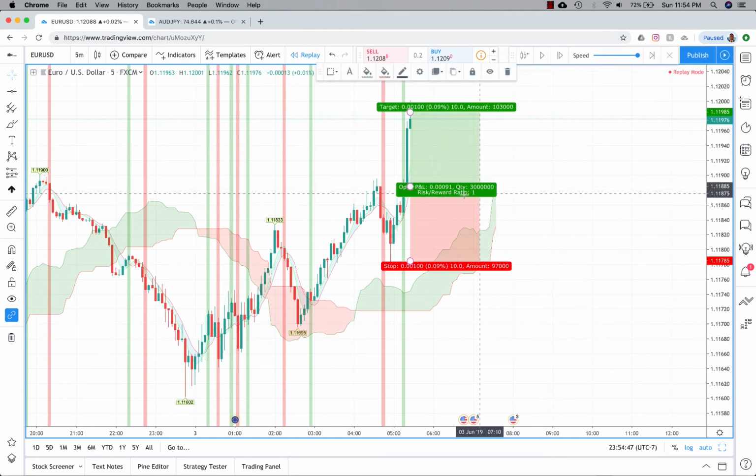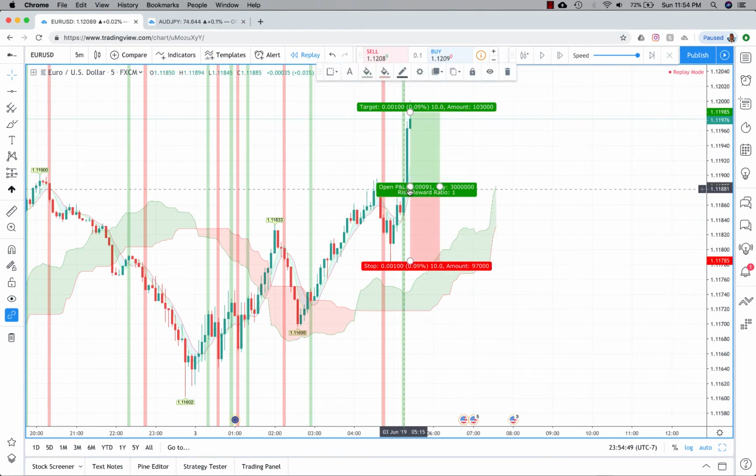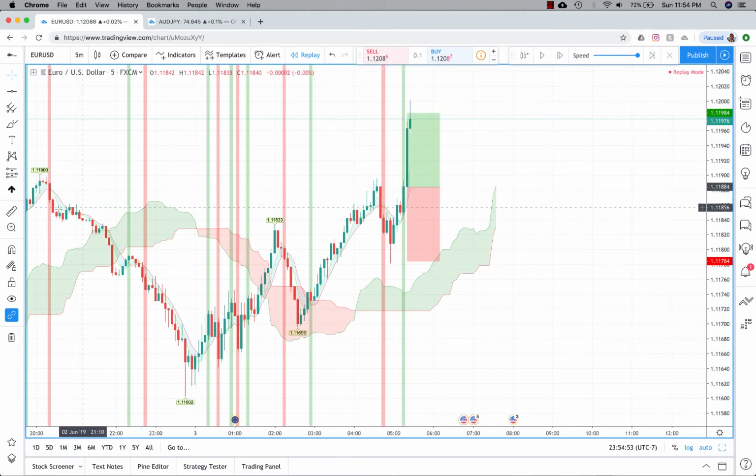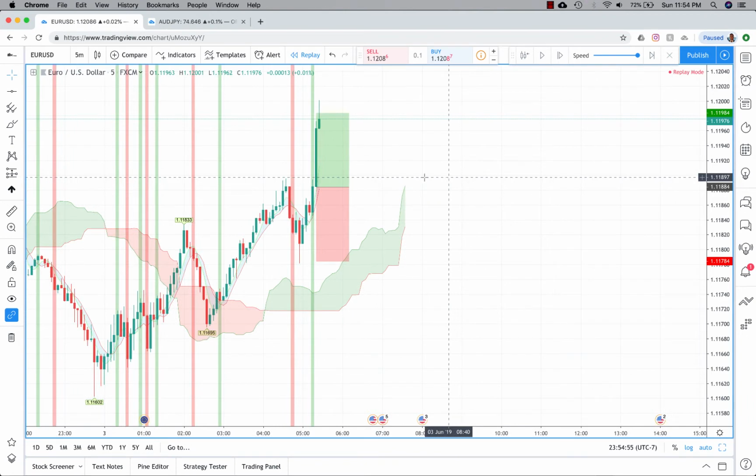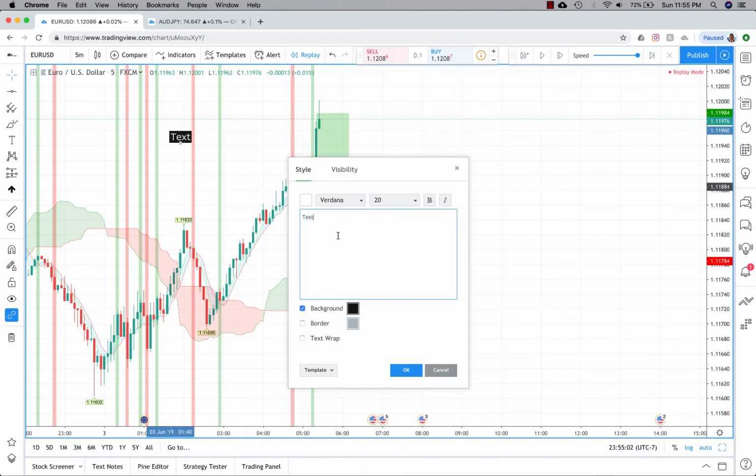Put this over here so you guys can see where it closed at. So we made 10 pips on that in 10 minutes. That's insane. So if you were trading a standard lot, we had a 10 pip gain on this trade.